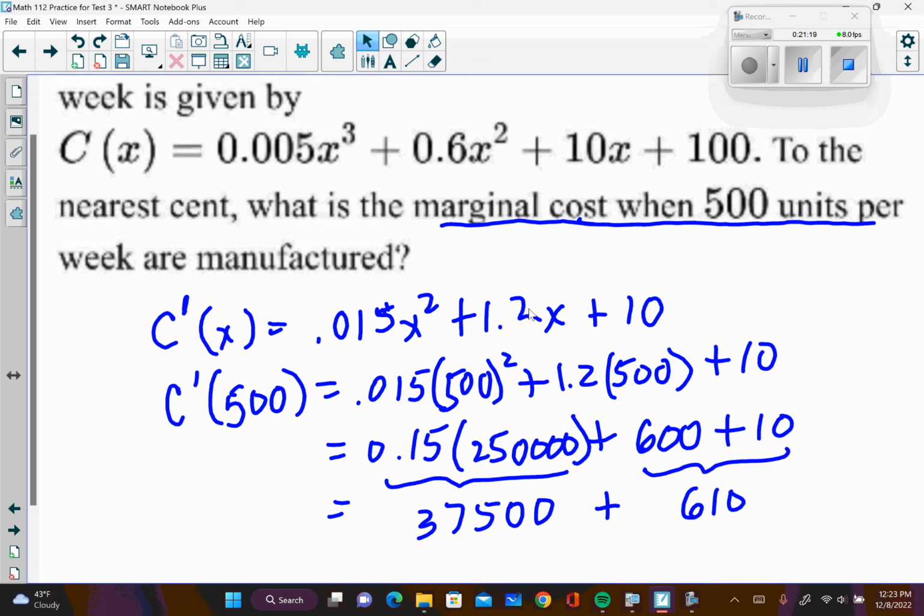Let's see if we can get the mistake figured out. The derivative is 0.005 times 3. That's right. 0.6 times 2 is 1.2. 500.